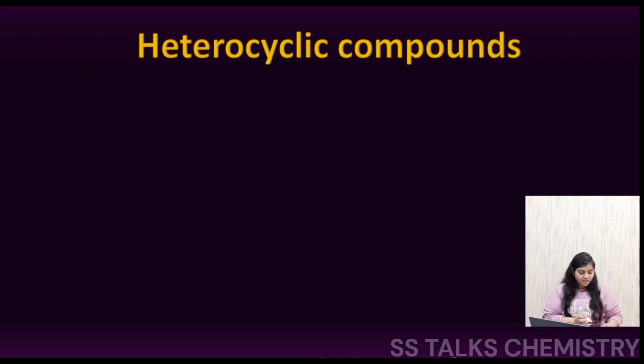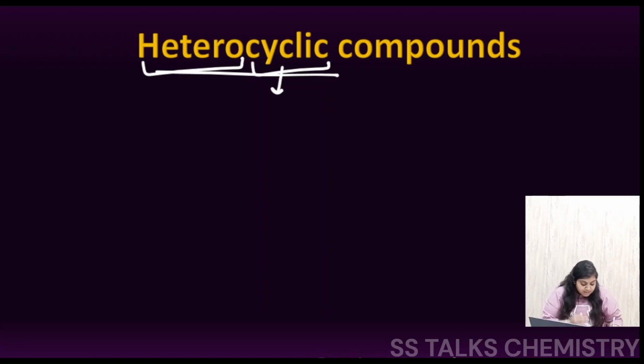So let us begin with our chapter, which is heterocyclic compounds. The word heterocyclic is made up of two words: one is hetero and the other is cyclic. Cyclic means that rings will be present in our compounds. And what is meant by this hetero word?